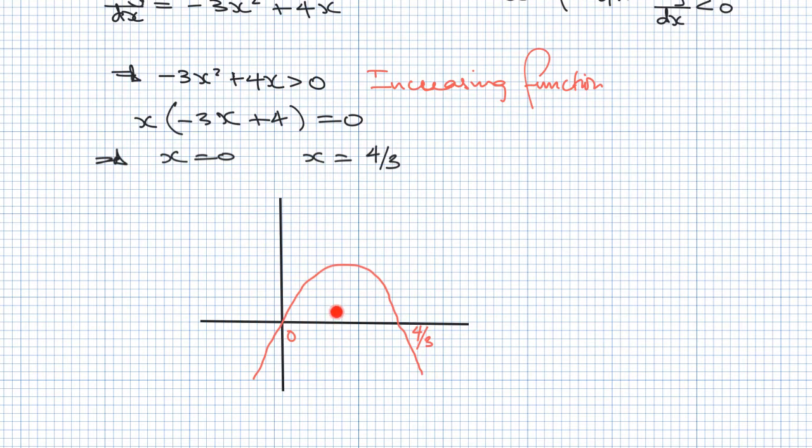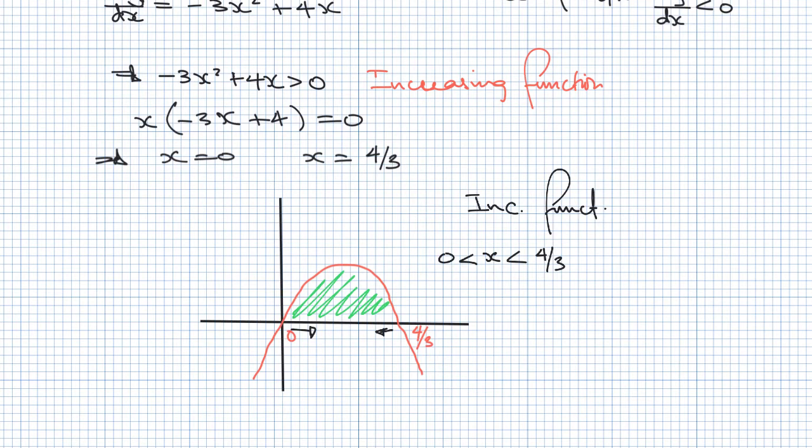Greater than 0 is above the x-axis. So the region that we need to concentrate our efforts on is in here, which basically means that we're looking for values greater than 0 and less than 4/3. And I can now say for an increasing function, the range of values of x need to be between 0 and 4/3. Okay, that's for the increasing function.